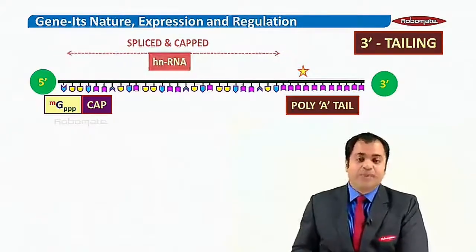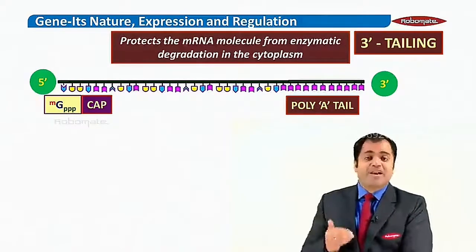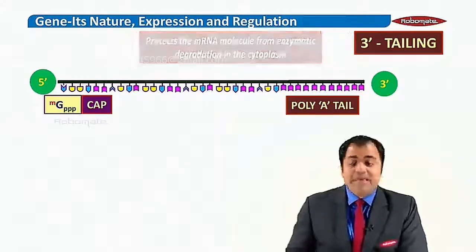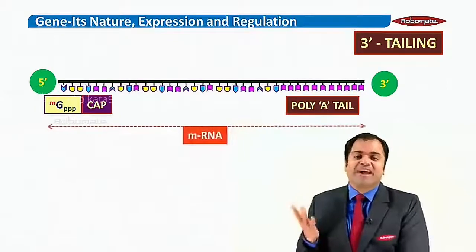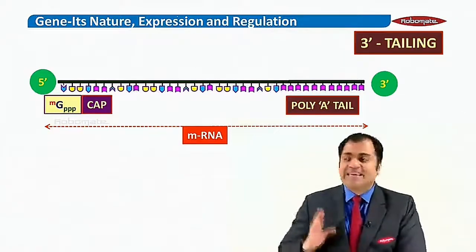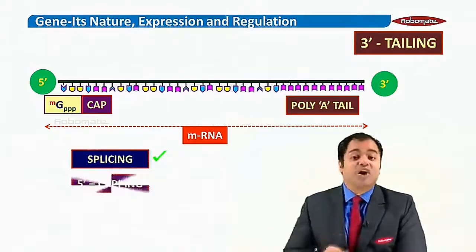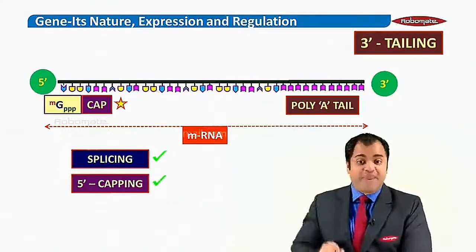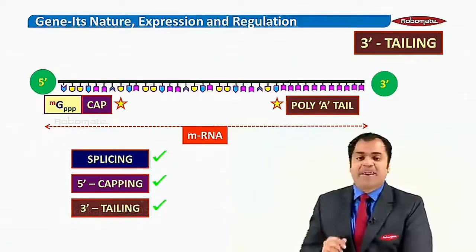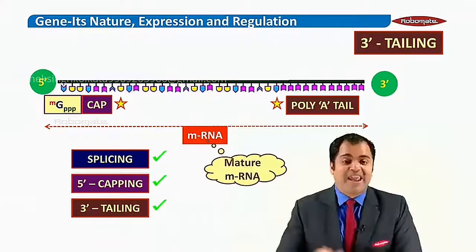Is that okay? Cool. Now why would you do the tailing? Remember, the tailing protects the mRNA molecule from enzymatic degradation in the cytoplasm. Now, this structure up here is what you will finally call mRNA. So, no more hnRNA, no more pre-mRNA. This is your mRNA, which has undergone the process of splicing. It has undergone the process of capping on the 5' end. It has undergone the process of tailing on the 3' end. And such mRNA, which has undergone splicing, capping, and tailing, is called mature mRNA.